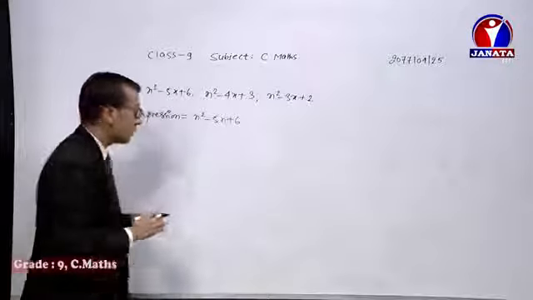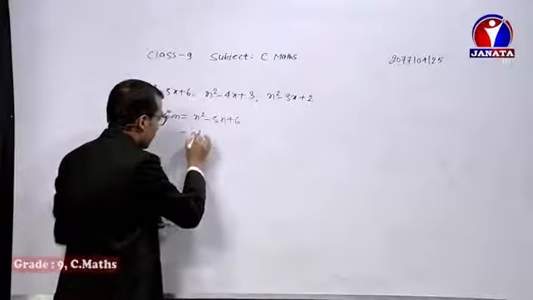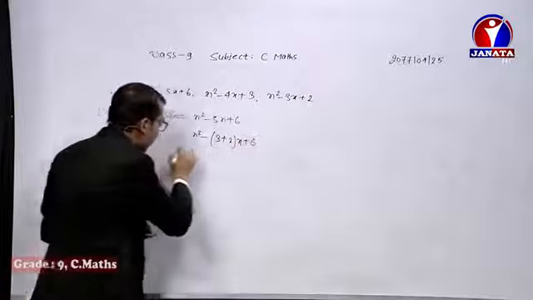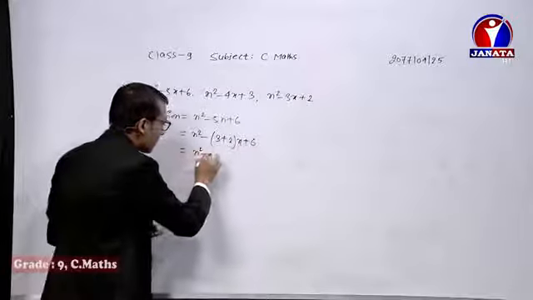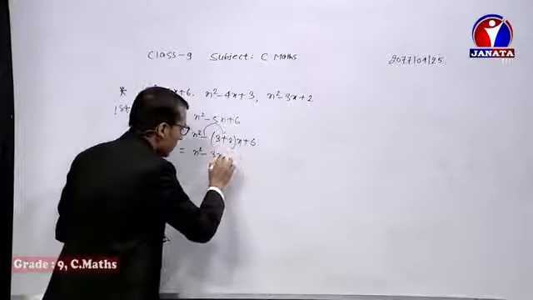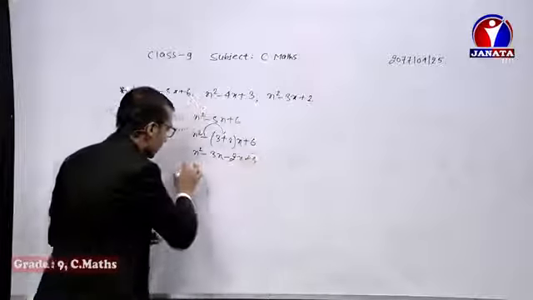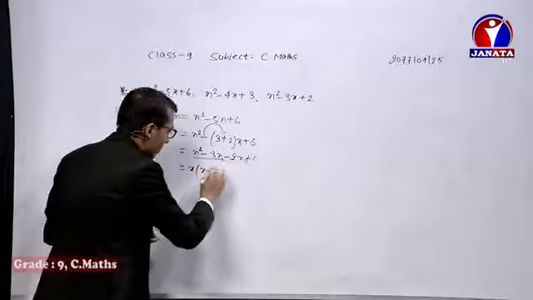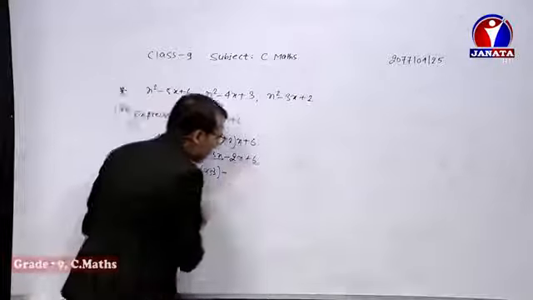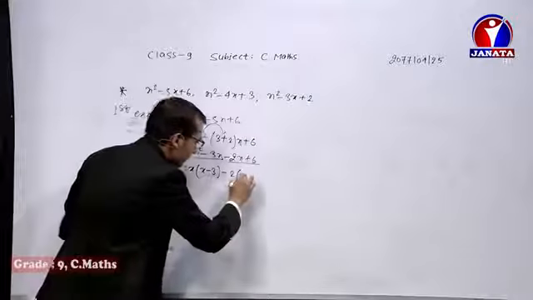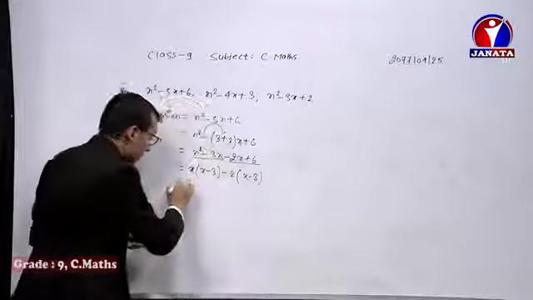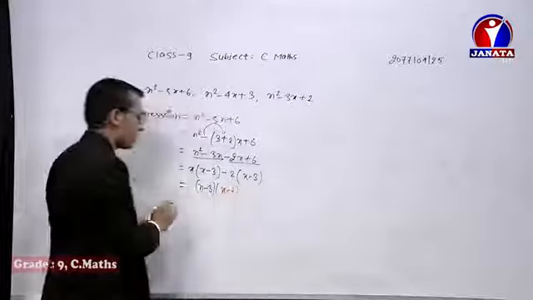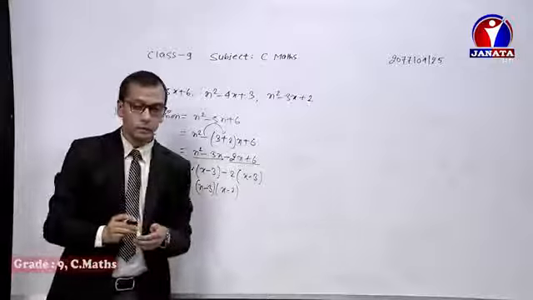So what are the two numbers? 3 and 2. We can split: x square minus 3x minus 2x plus 6. We can take common from the first two terms: x is common, x minus 3. Minus, what is common from 2x and 6? 2 is common, so x minus 3. Again x minus 3 is the common factor, times x minus 2 is the remaining factor.